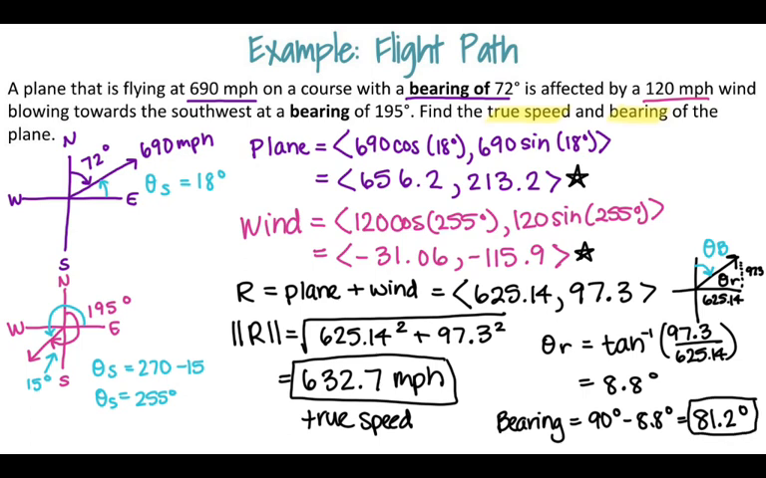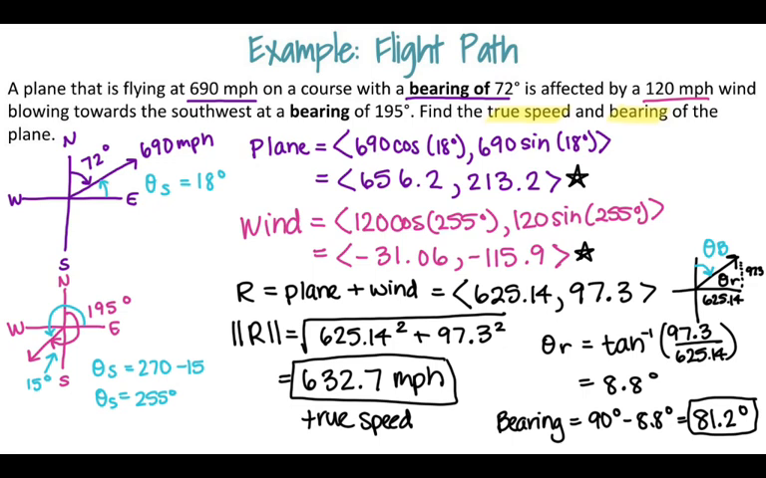Okay, so just to recap, what did we do? We found our two individual vectors, the plane vector and the wind vector. Keep in mind when you're finding these components, you always want to use your angle from standard position, not the bearing angle. Once you have those two vectors, to find the true speed and the bearing, you need to find the resultant vector. The resultant vector comes from adding the two vectors together. So I'm adding the plane vector and the wind vector, and that gives me the resultant vector.